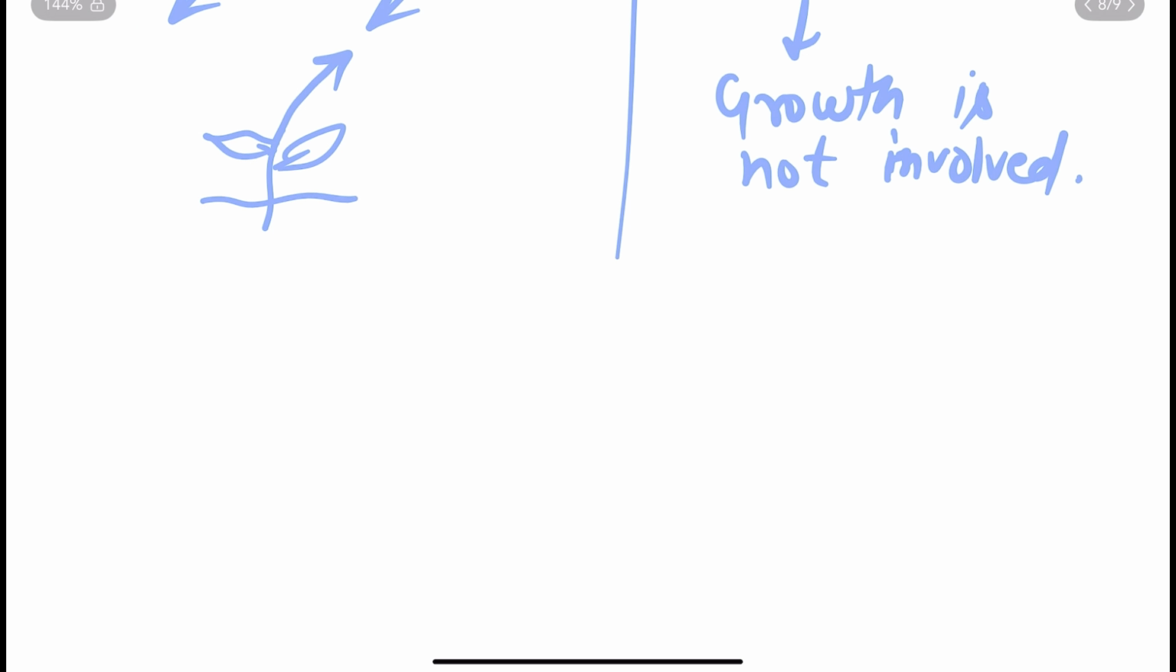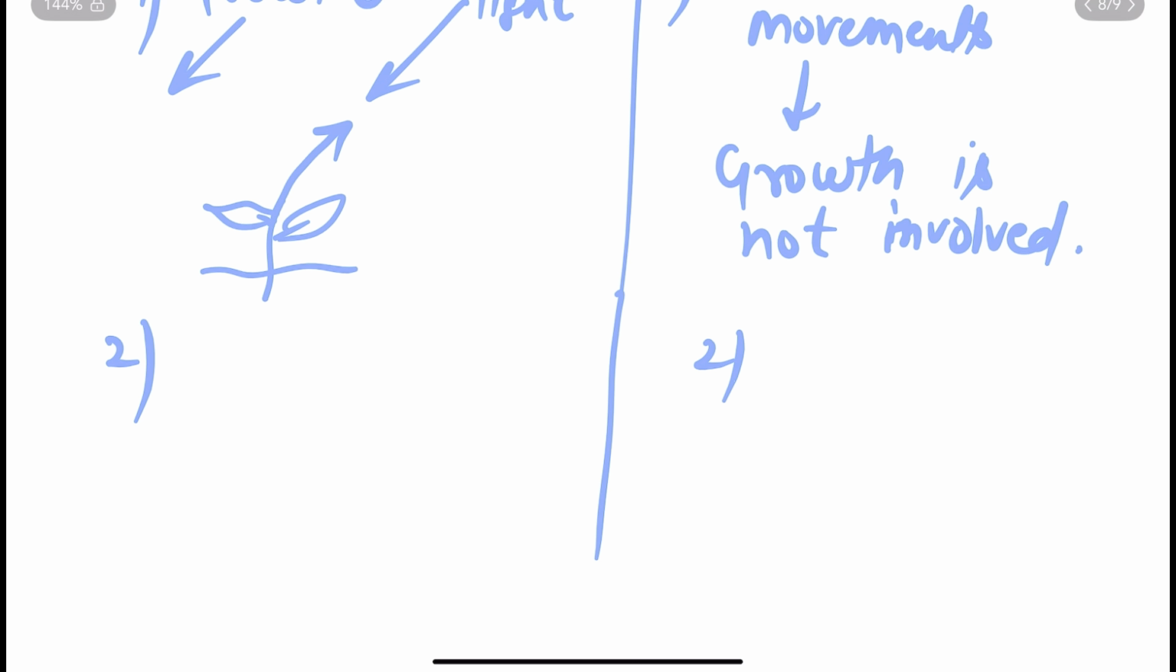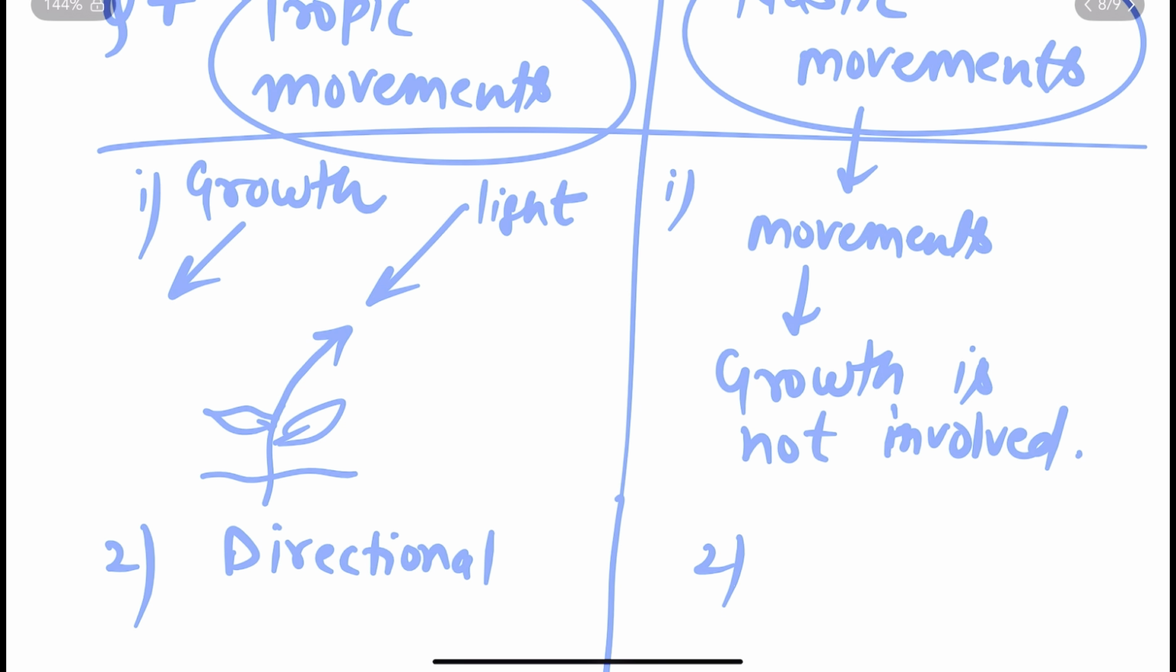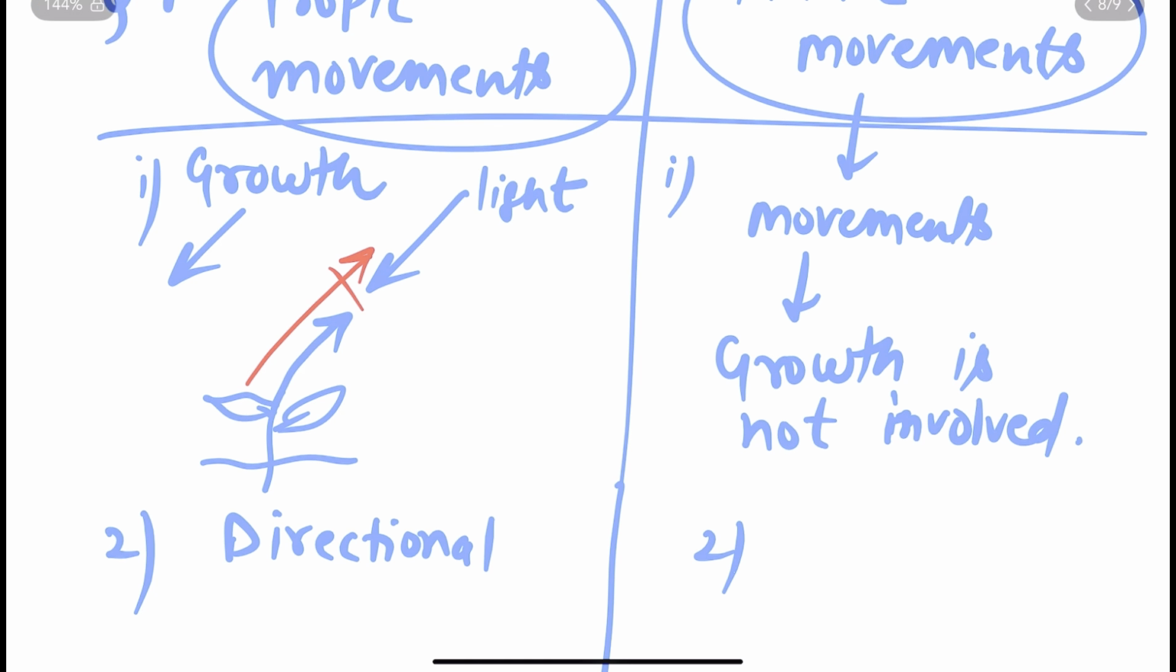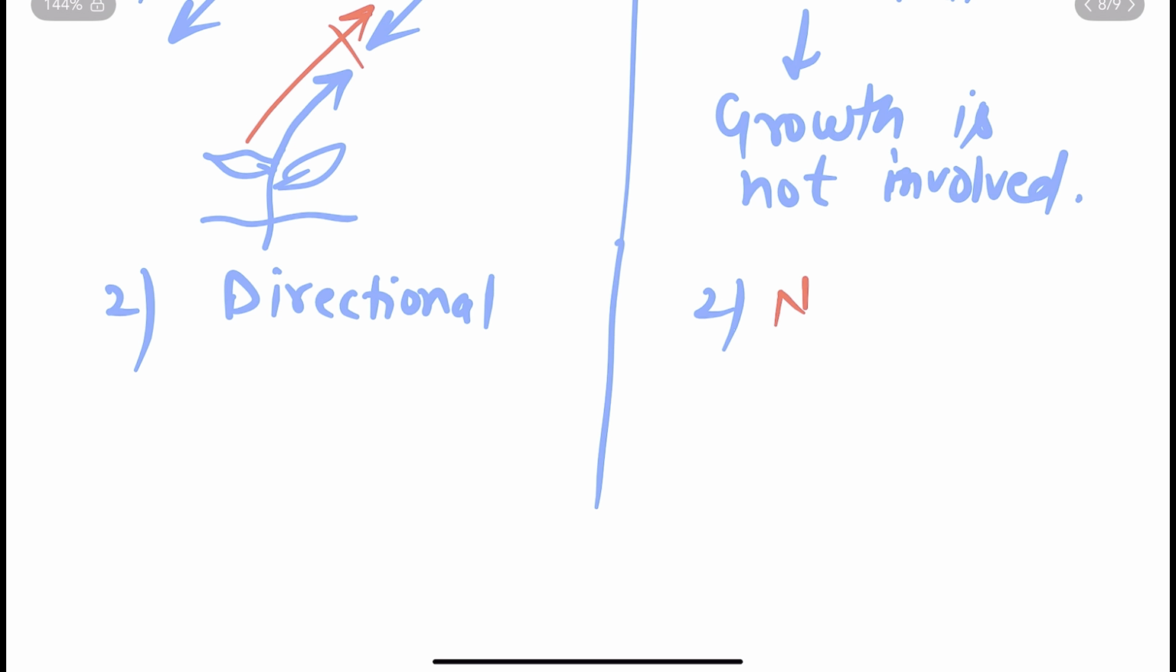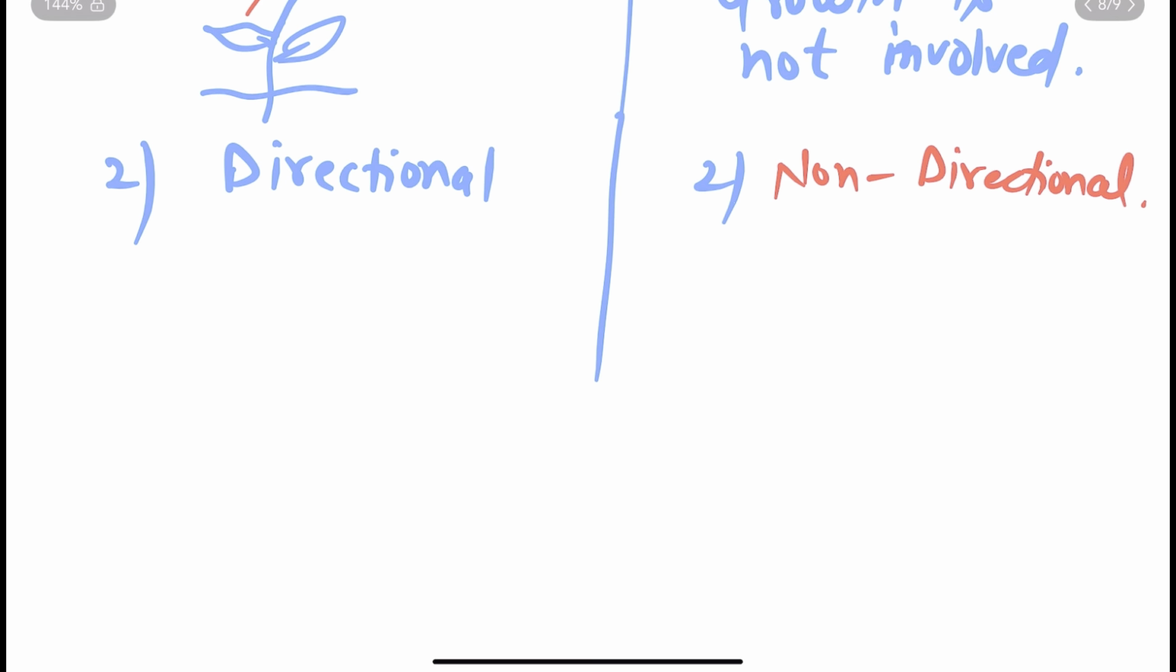The second difference between the two movements is the tropic movements are directional movements. They are occurring in a particular direction. For example, you're able to see the growth of the plant is going towards the light, but nastic movements are non-directional movements. There is no particular direction fixed, right? So this is the second difference.